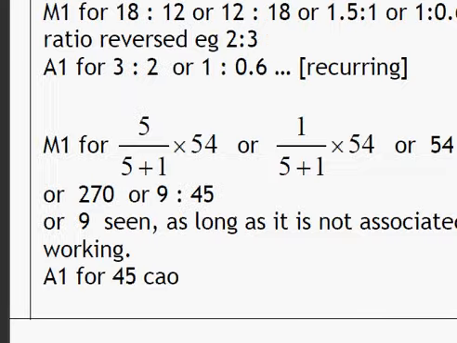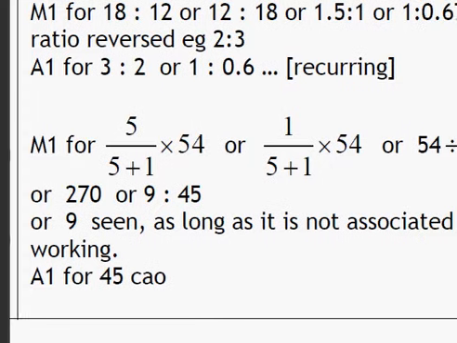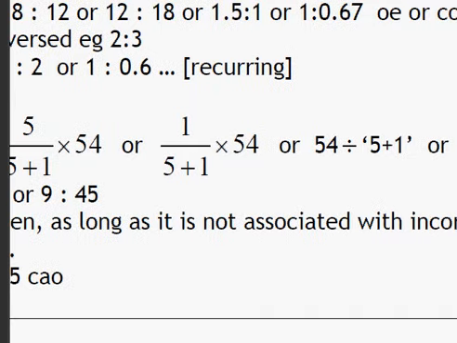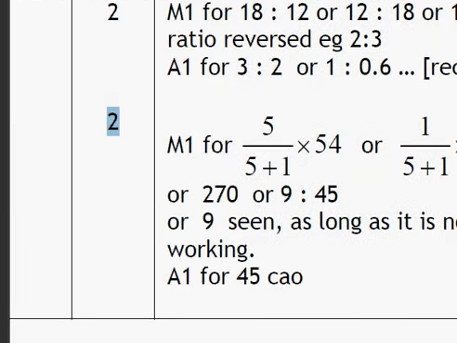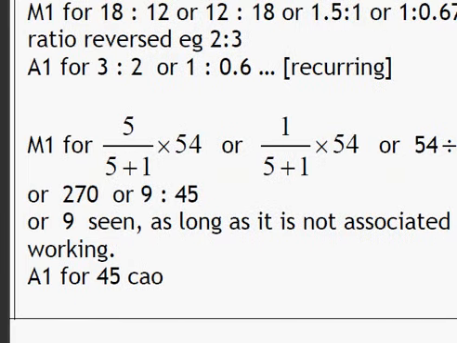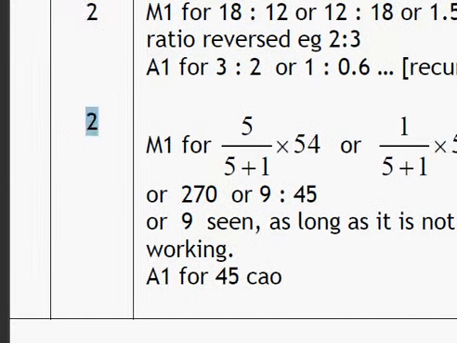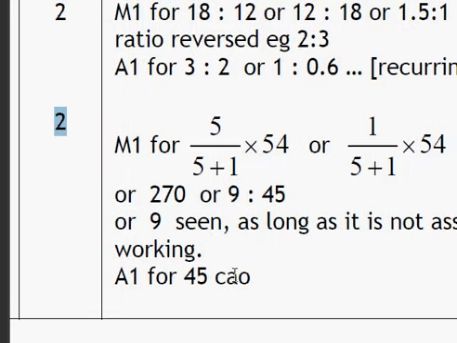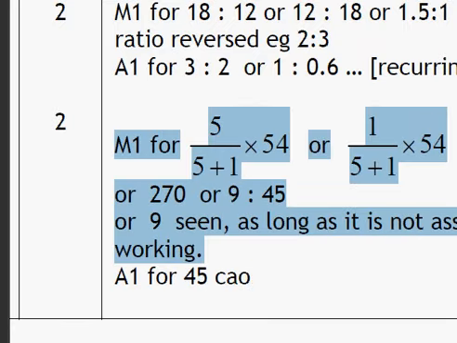Give yourself 1 mark if you wrote down 54 divided by 5 plus 1 times 5, or 1 over 5 plus 1 all times 54, or 54 divided by 5 plus 1, or 54 times 5, or 270, or 9 seen. So if you've written down 9 somewhere, give yourself 1 mark, as long as it is not associated with incorrect working, and give yourself full marks for 45. So it was very, very easy to get 1 mark there. You just had to show your working, really.